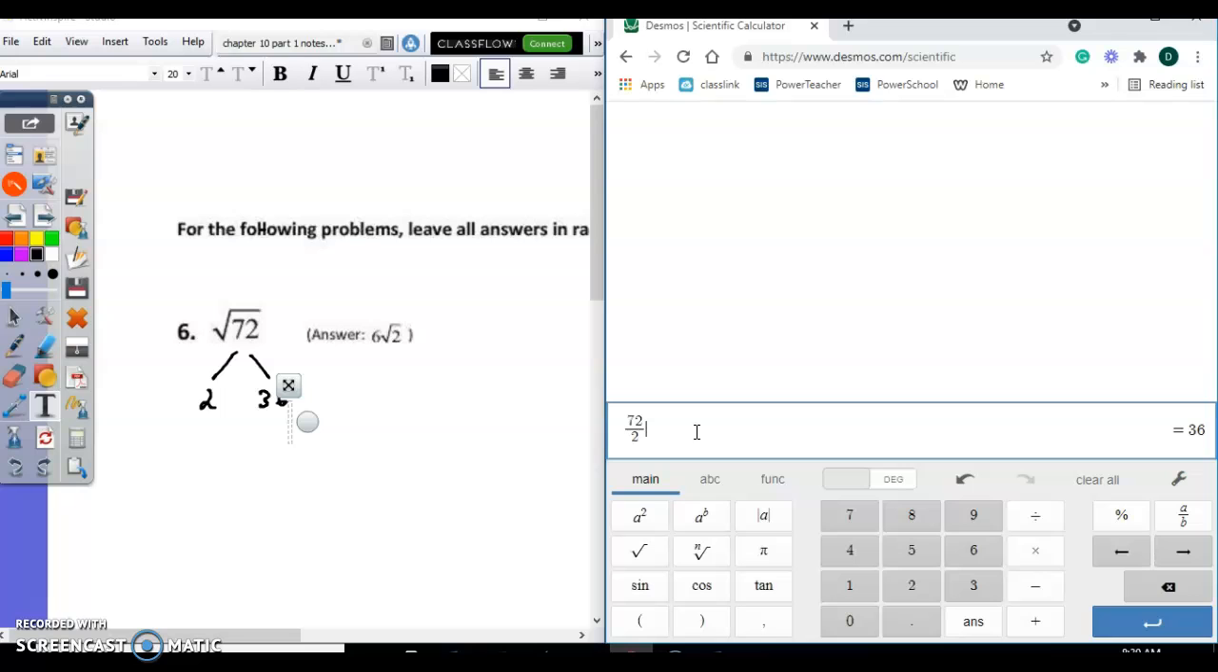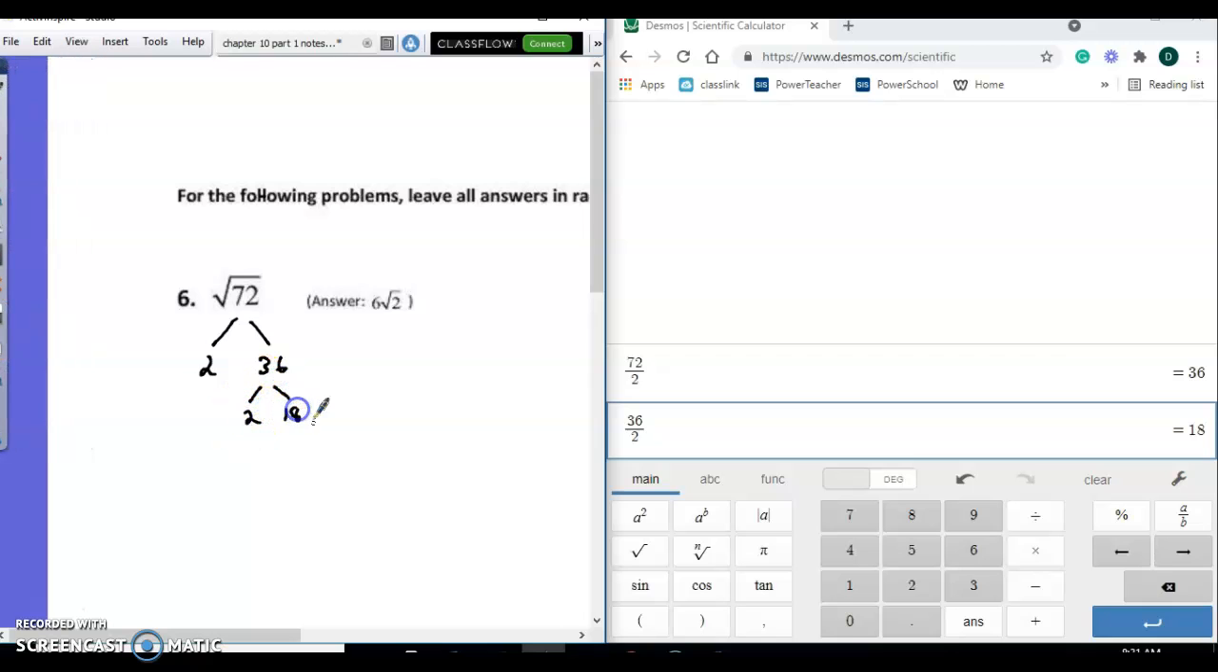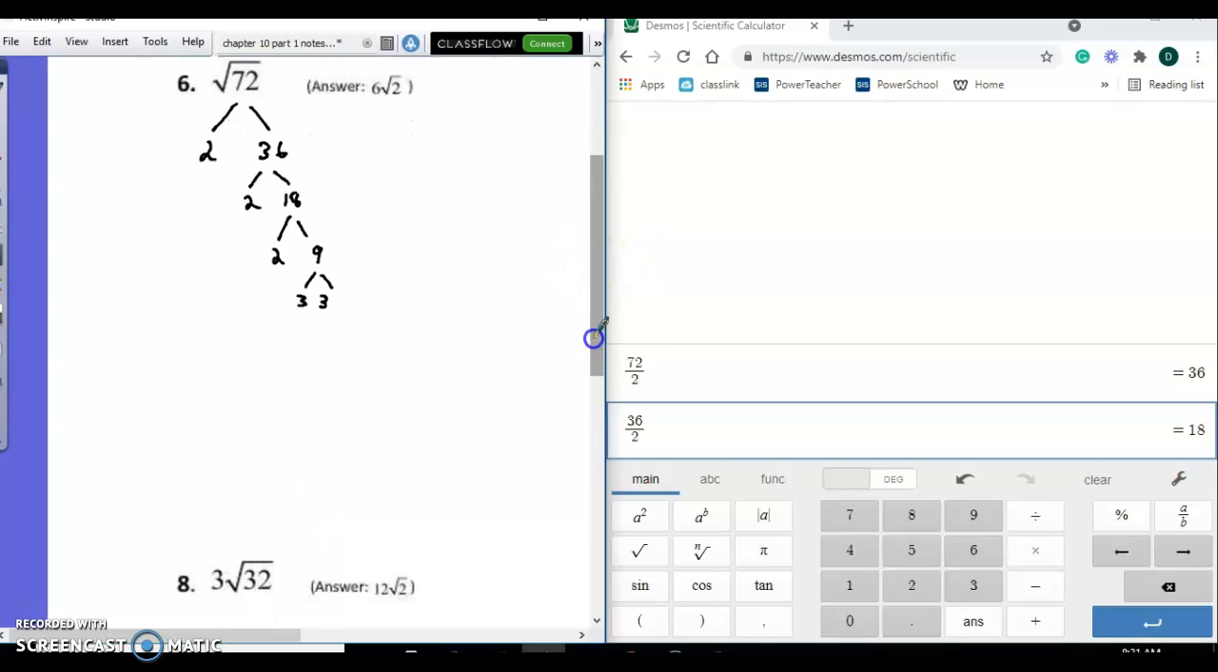So over here, now I can take this answer and I do 36 divided by 2. That gives us 18. 2 and 18. We keep going with the 18. That's 2 and 9. And then the 9 is 3 and 3. So the way we talked about doing this one is all under this. We have 1, 2, 3 2's, and then 2 3's.